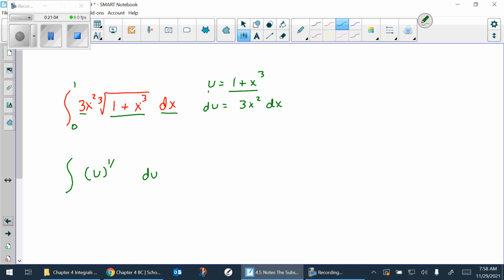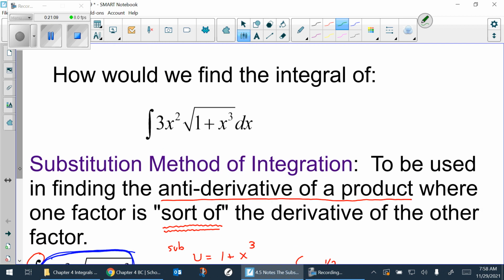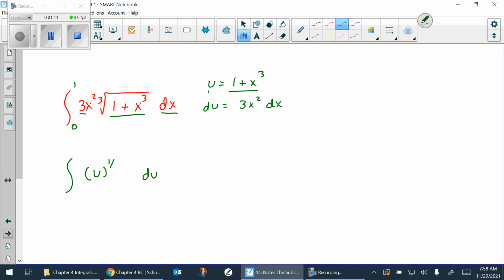Let me just go back here. That was square root, sorry about that. It wasn't cube root. It was square root. Okay, so the 1 plus x cubed is replaced with u to the 1/2.